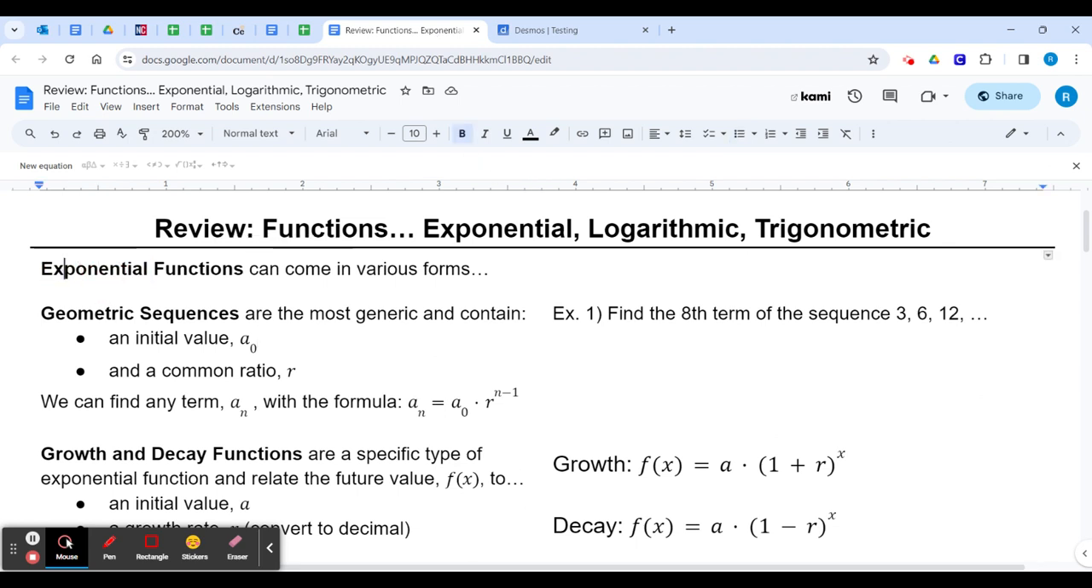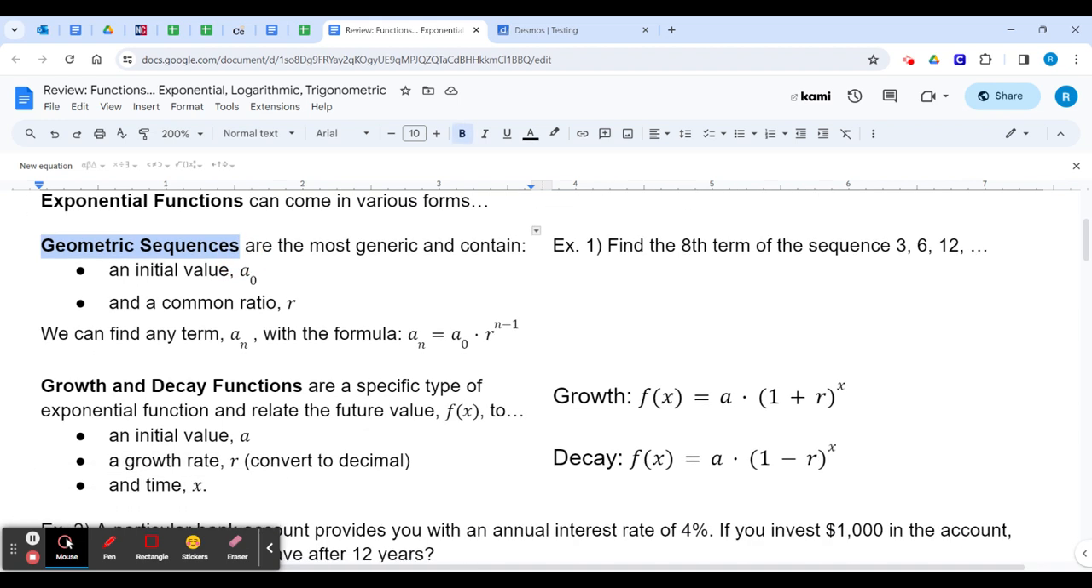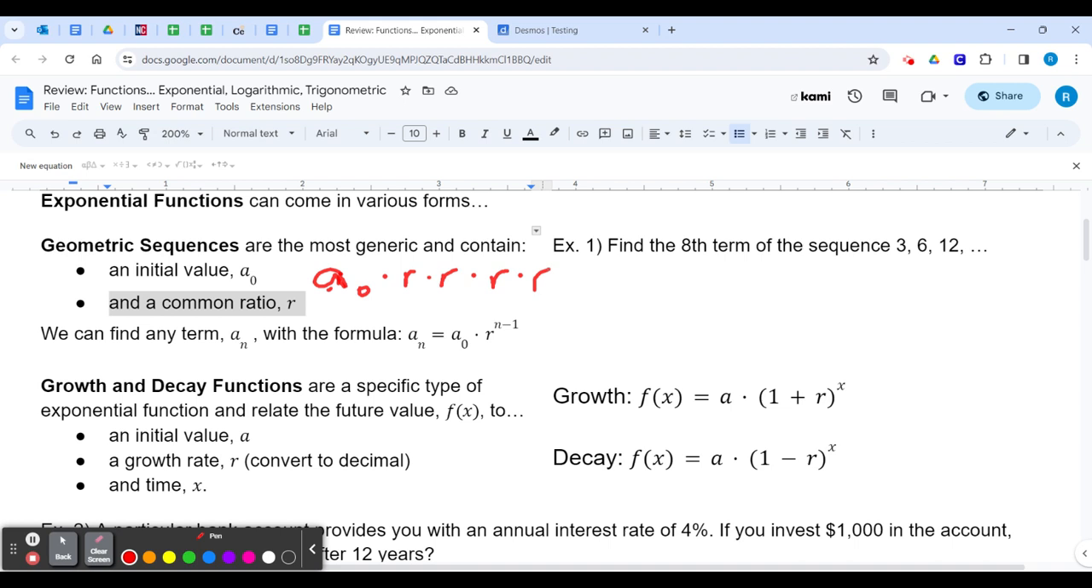So the first thing we're going to talk about is exponential functions, and these are really anything that have exponents involved in them. And this is actually the last one we learned about, but the most generic are geometric sequences. All right, they're going to contain some initial value and some common ratio which we multiply by. And if we multiply that initial value by our ratio over and over and over again, we are going to basically have some formula where we can find any sort of term with raised to some exponent.